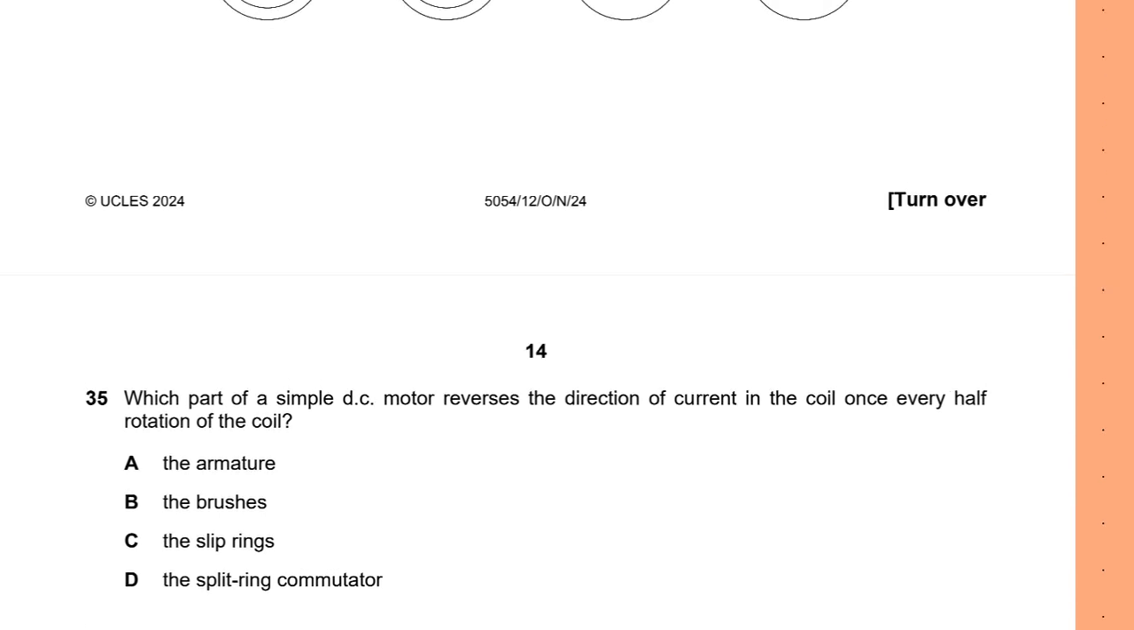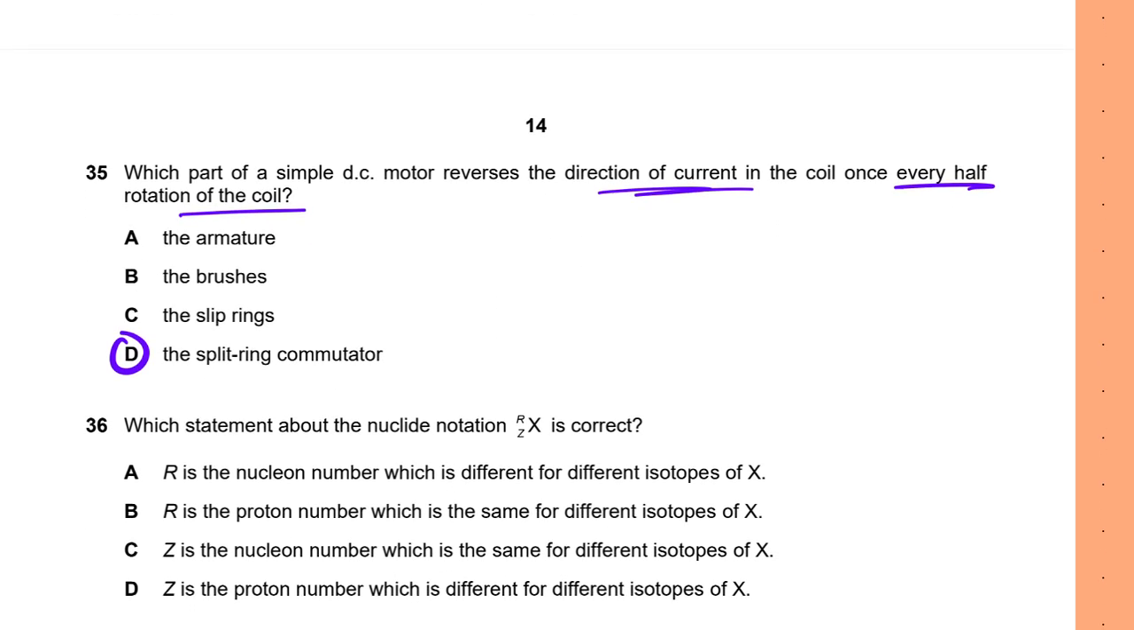35. Which part of a simple DC motor reverses the direction of current in the coil once every half rotation? That's called the split ring commutator. 36. Which statement about the nuclide notation is correct? R is the nucleon number, which is different for different isotopes. This is true because they will all have different numbers of neutrons.